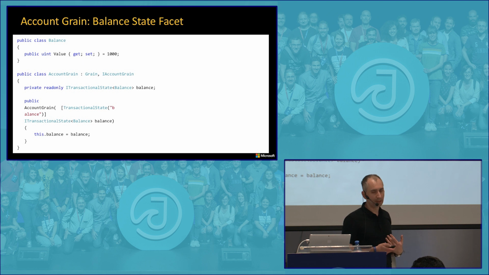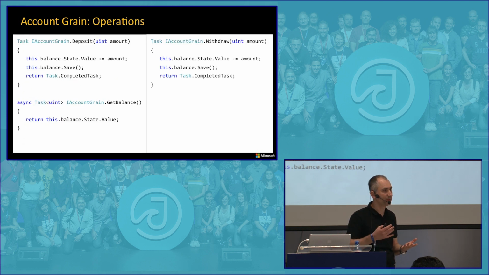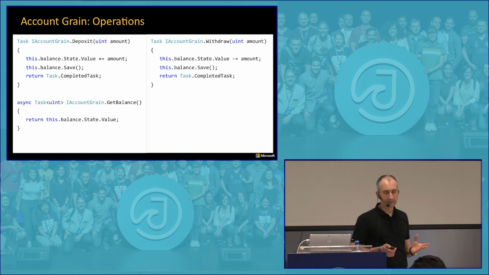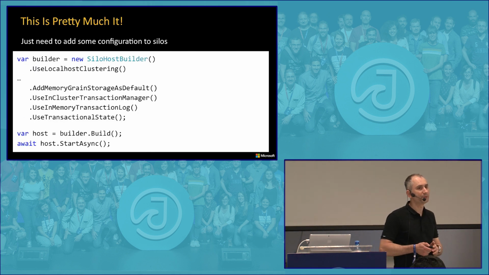And that's what we use in the grain code. So deposit is simply decrement or increment, and withdrawal is a decrement operation. And get balance is a single line. So that's really what kind of code you write. Yeah, that's really what you need, except for some configuration.